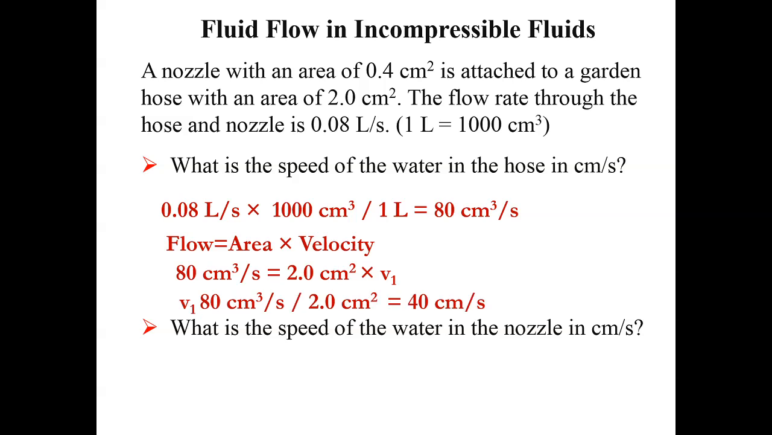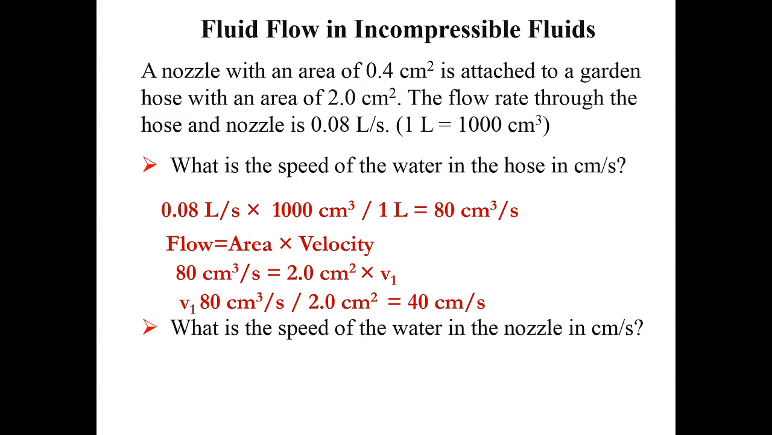So now we want to know the velocity through the nozzle, which has a much smaller area of 0.5 centimeters squared. Our intuition should tell us that because the nozzle is smaller, the water needs to flow faster through the nozzle to balance the mass. It's like when we pinch the hose, the velocity should increase.